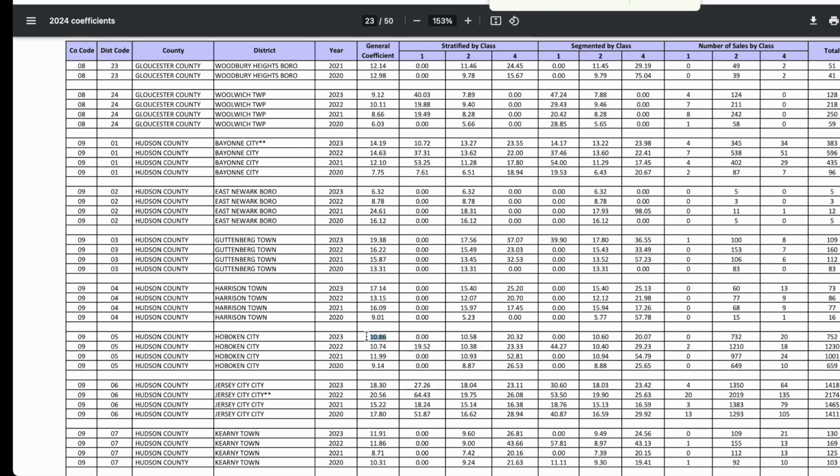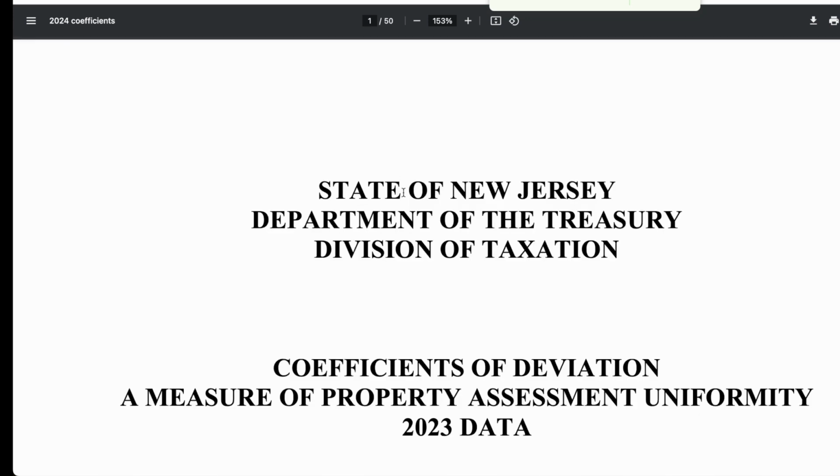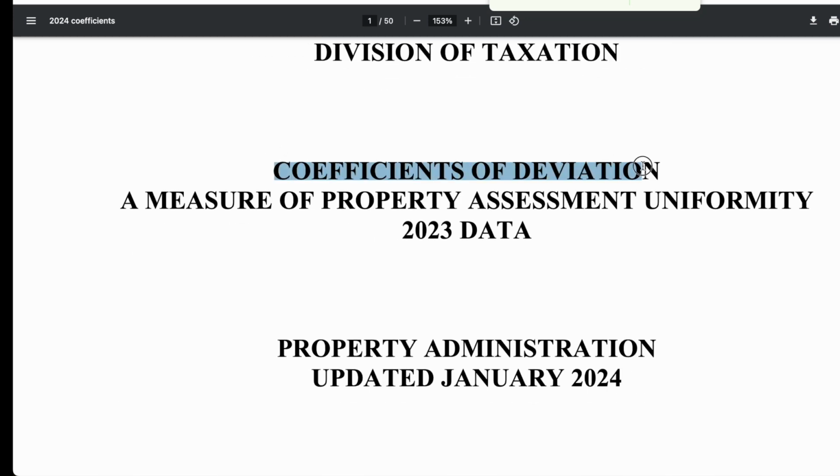Hoboken, it's not so much. Hoboken, there's more uniformity. Let's look at another example. East Newark Borough is lower. It's far below 15. Woodbury Heights is a little bit below 15. So if it's below 15, it's like a green zone, it's okay. If it's above 15, then we're in sort of a red zone of, hey, we've got to check to make sure that people aren't being overtaxed and that assessments are fair. And that's what this document, coefficients of deviation, gets at.